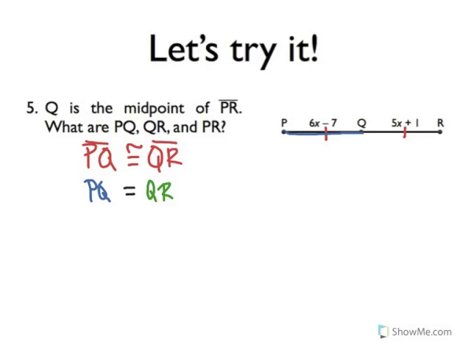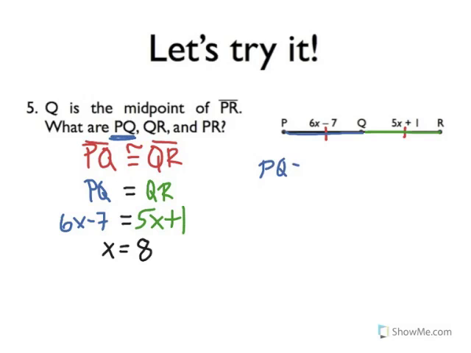We have segment PQ here, which is 6x minus 7, and we have segment QR here, which is 5x plus 1. Now doing some simple arithmetic, subtracting 5x from both sides and adding 7 to both sides, we find out that x is equal to 8. Are we done yet? No, because we need to find our values here.